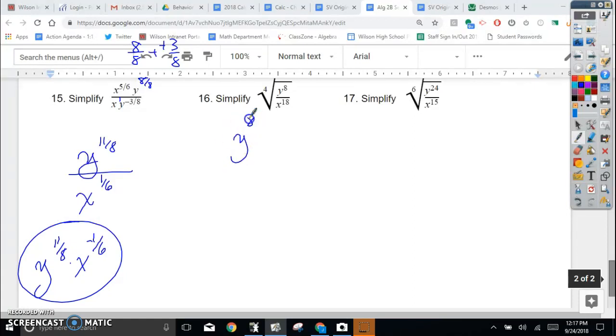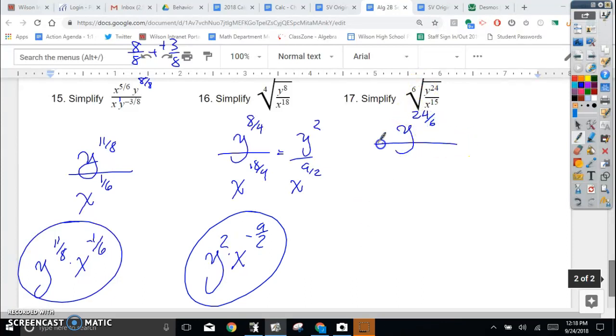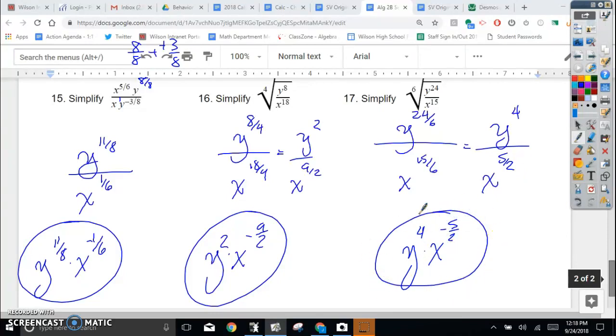On this side, this is y to the 8/4, x to the 18/4. So this is y squared. This is x to the 9/2. So y squared times x to the negative 9/2. All right, over here, 24/6, x to the 15/6. So that'll be y to the 4th. This will be 5/2. So y to the 4th times x to the negative 5/2. And that's that.